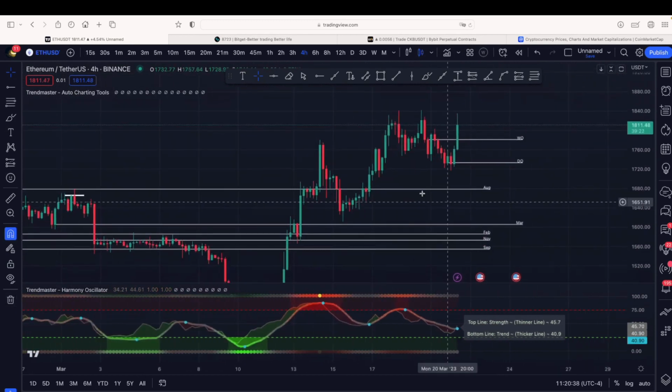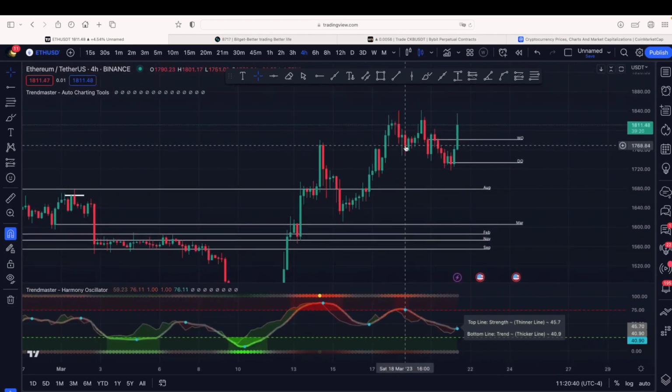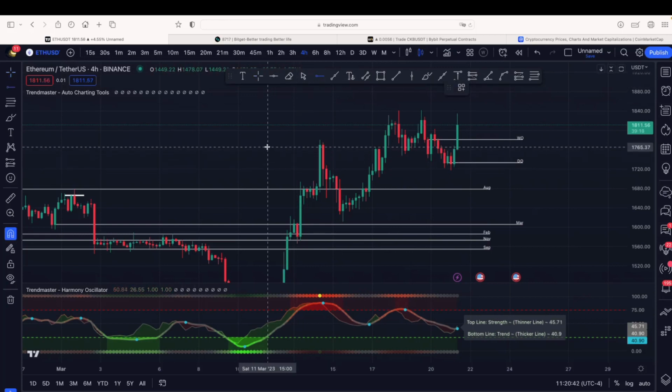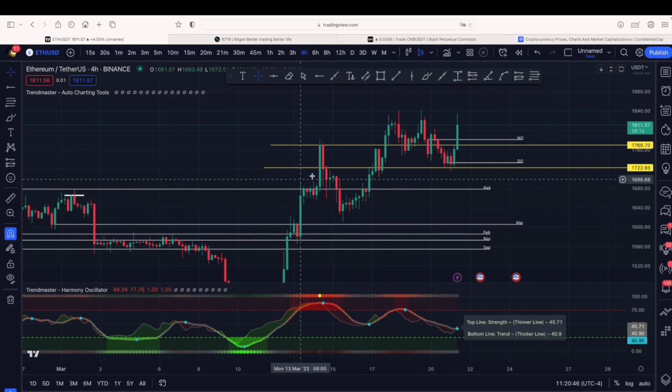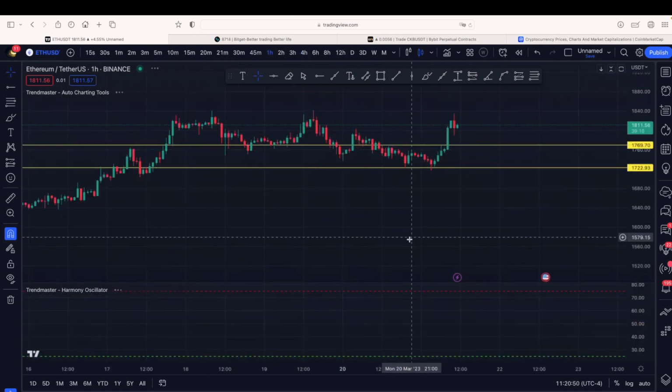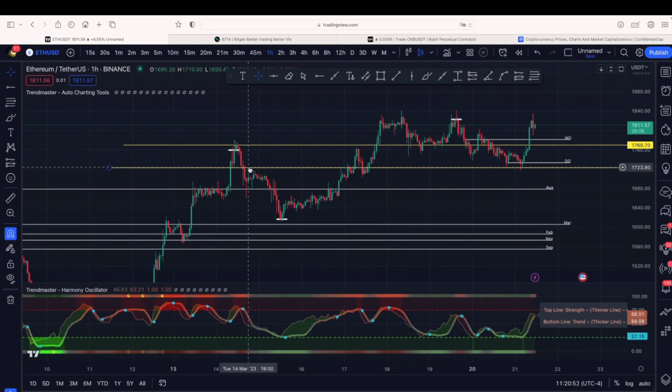Okay, all right, I see what you mean. So this will be the high of the swing. Yeah, and this will be the low of the swing right here. And we tested it here. If you go on a lower time frame, we'll see that this is the back test of it, right? The low of the swing.